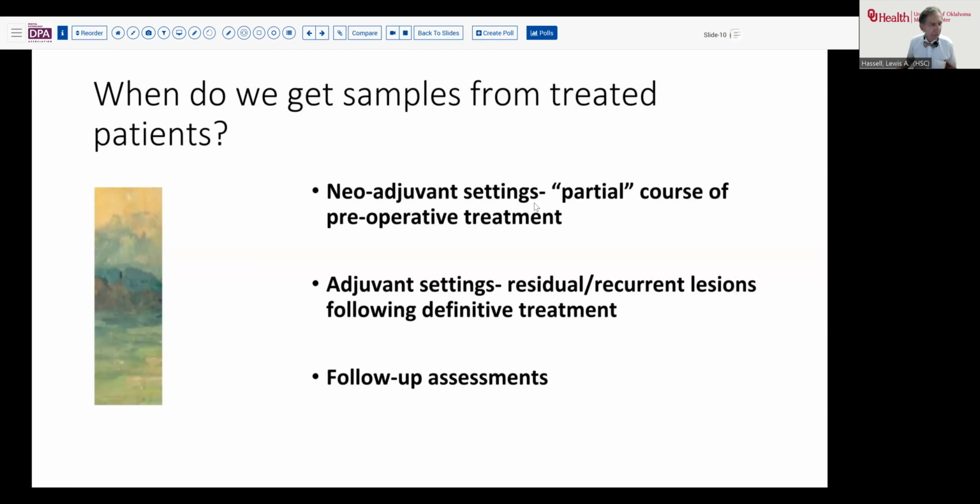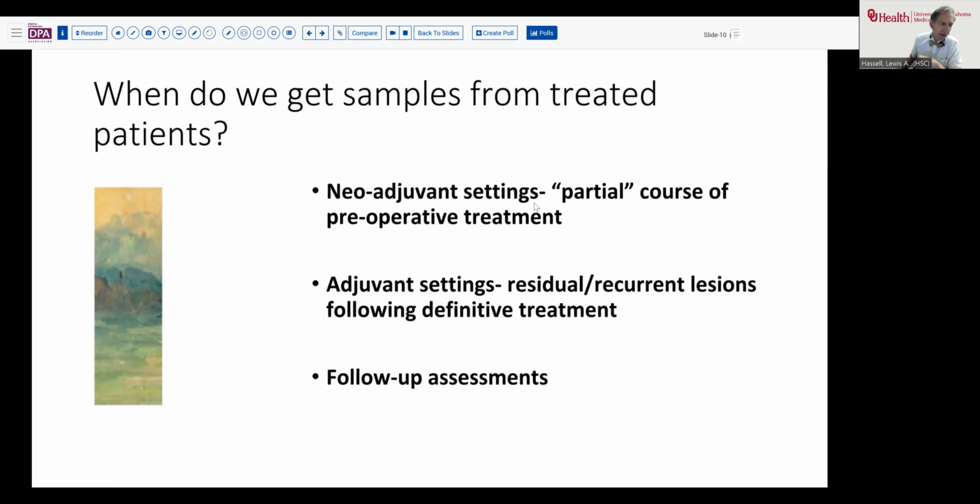When we think about treatment in GYN neoplasias, there are several settings where this may be a pertinent issue. One, of course, is a very common one, that of the neoadjuvant setting, where the patient may receive a partial or even a complete course of preoperative treatment and then undergo a cytoreductive surgical procedure to remove gross disease and get them back to a near normal baseline in terms of tumor burden.